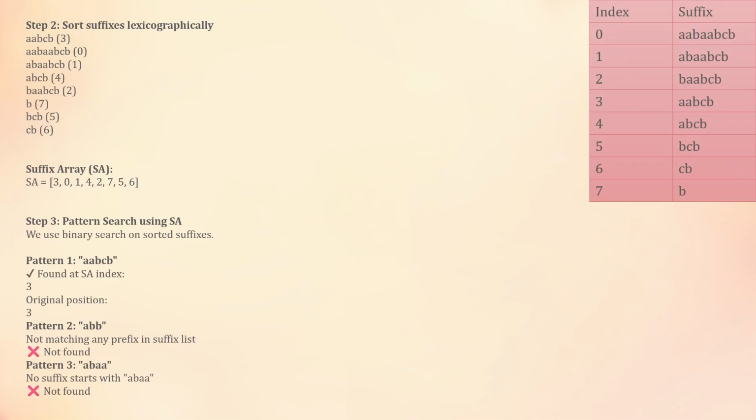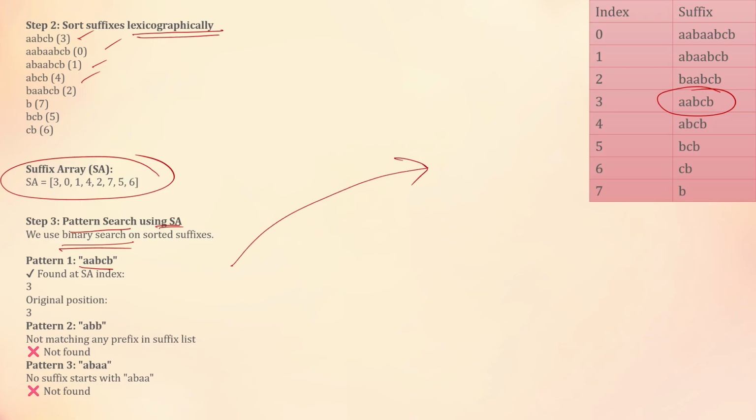Next, now we sort the suffixes lexicographically. Here 3, 0, 1, 4. Now you store them in a suffix array. Now you use pattern search using your array. We use binary search basically on the sorted suffixes. So AABCB found, ABB not found, ABAA not found. This is the way you have to solve in your exams. You have to write these steps and then solve.